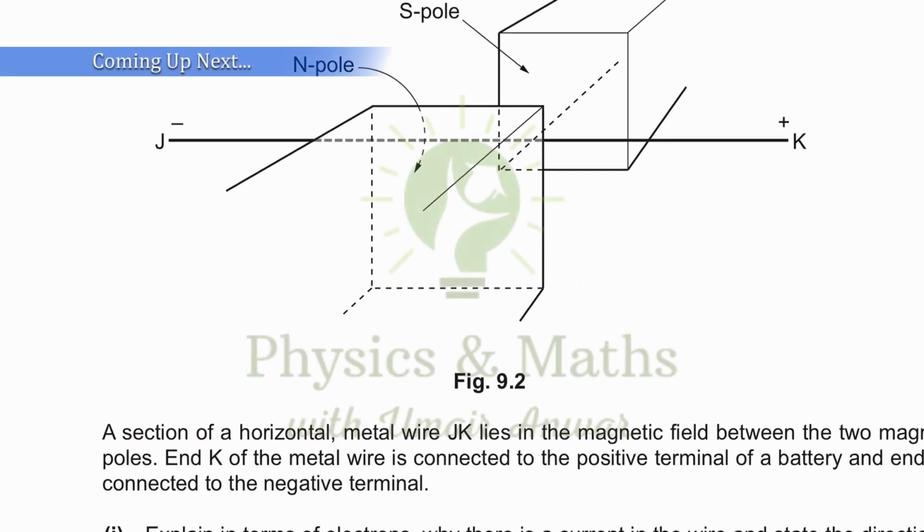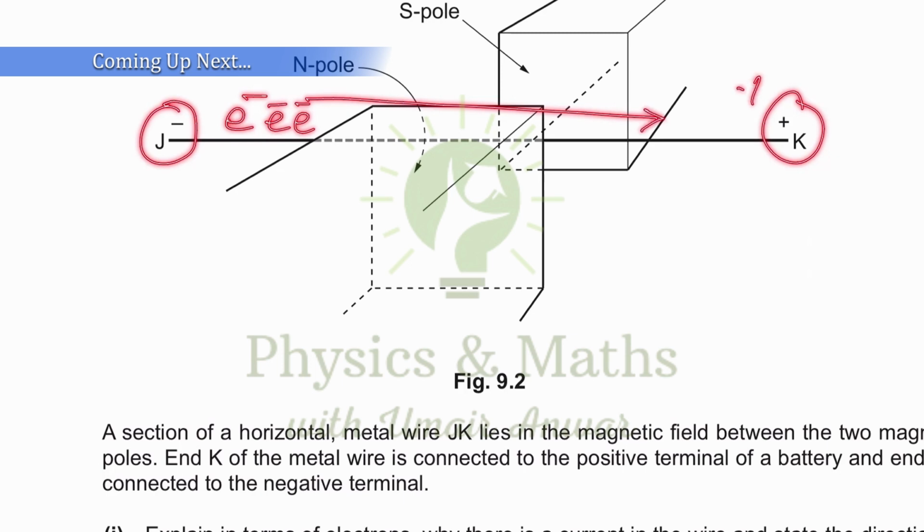Since this end is connected to the positive terminal and this end is connected to the negative terminal, the free electrons present in the wire would be attracted towards the positive end and repelled from the negative end. So they would start flowing in this direction in the wire. But the conventional current is the current which flows opposite of this movement, so that would be from positive to negative.